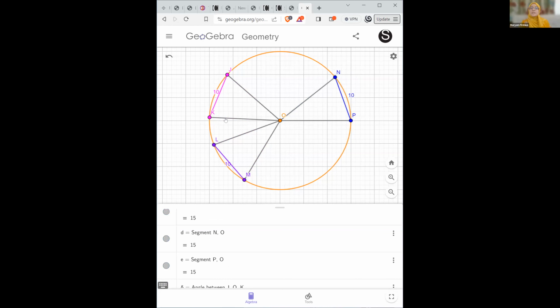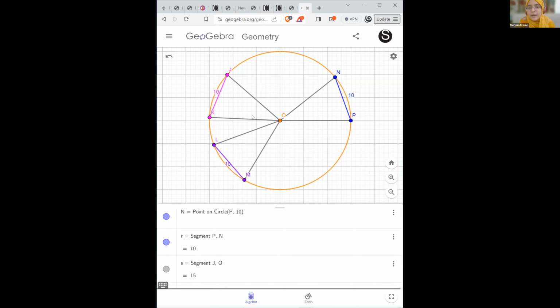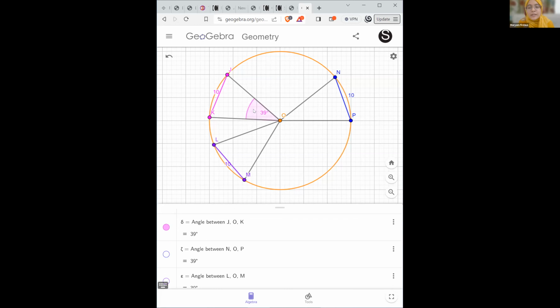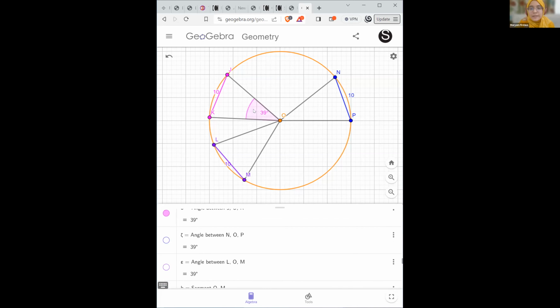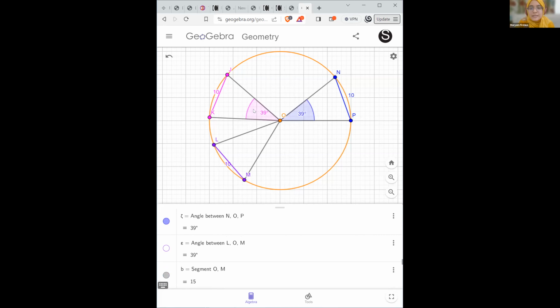As you can see, each of the chords is 10 units, 10 units, 10 units. Can you see this? Now we are going to just measure the angle subtended by the pink chord. It is equal to 39 degrees. And then the angle subtended by the blue chord is also 39 degrees, and then similarly the third one is also 39 degrees. So the angles subtended by equal chords at the center are equal.